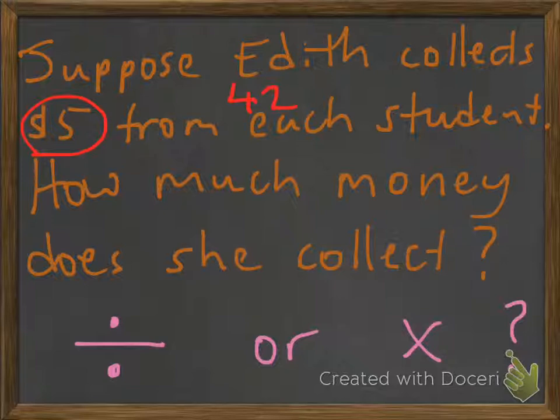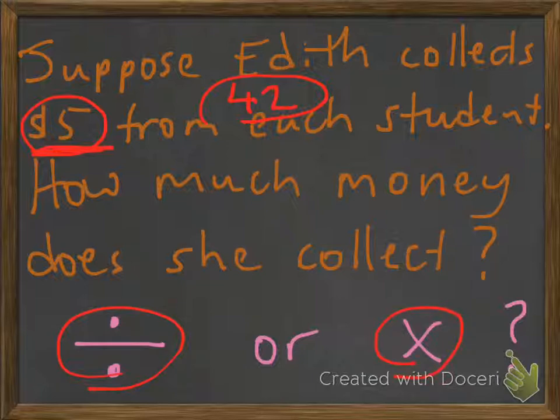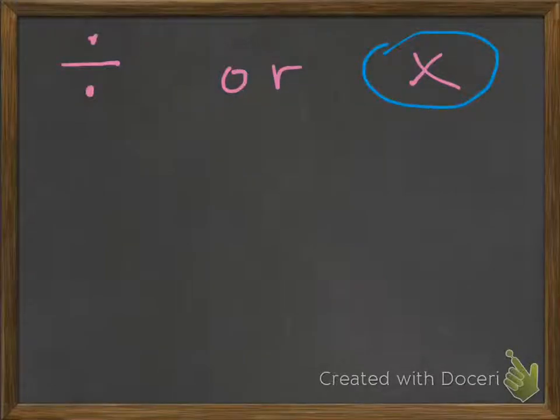Alright, so did you come up with an answer? Again, suppose Edith collects $5 from each of the 42 students. How much money does she collect? Are you going to divide or are you going to multiply? Well, hopefully you made the decision to multiply, because 42 students each give $5. So you would multiply to find out the total. You need the total amount that is actually brought in.